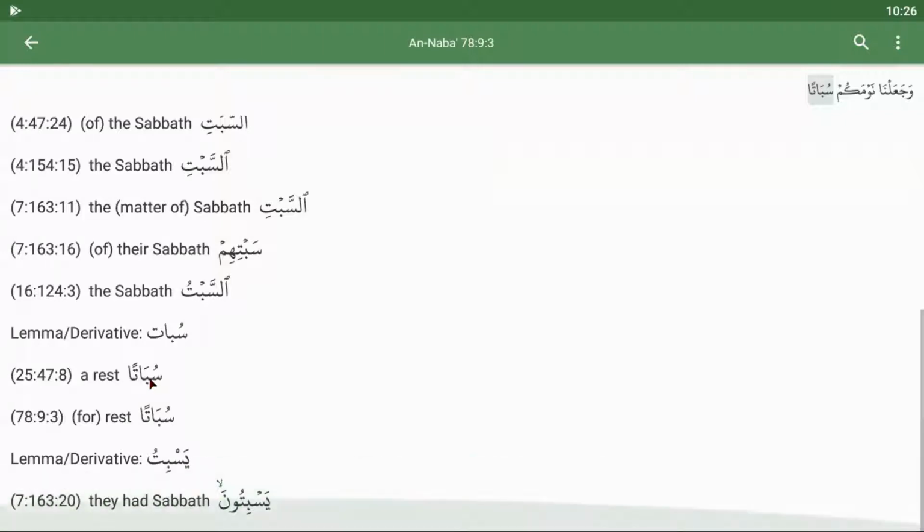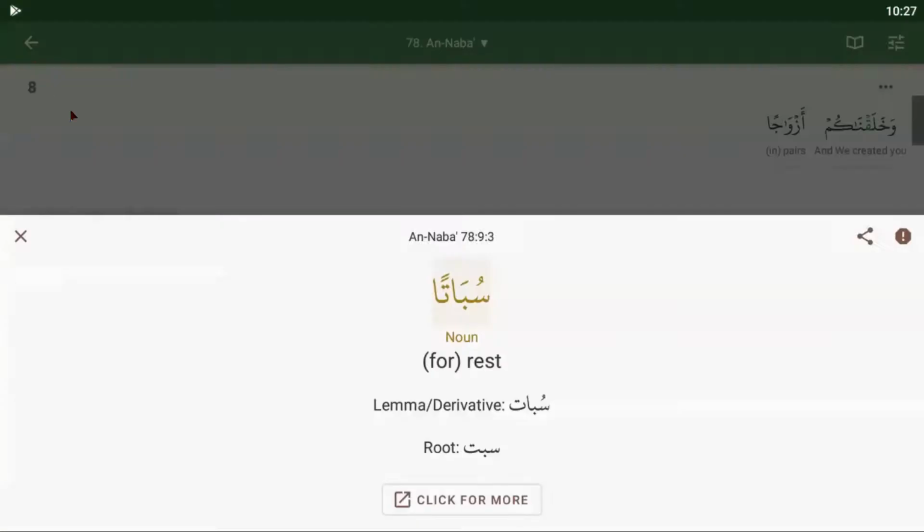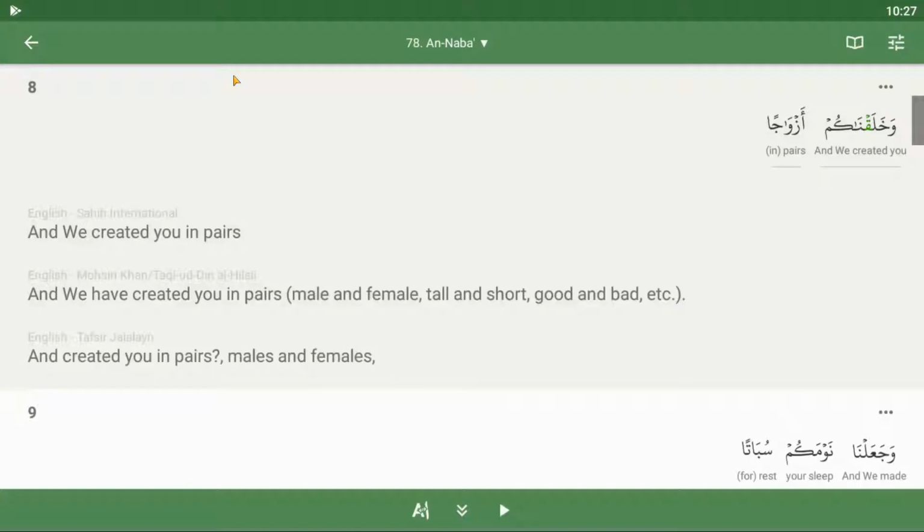Subat, rest, it comes in Furqan also, resting time. Night is meant for resting, right? So that is why the sleep which we get in the night, even though we might sleep the whole day, we'll never get the same sleep. Because Allah subhanahu wa ta'ala made the night a resting place. And the Sabbath also has come from that name.